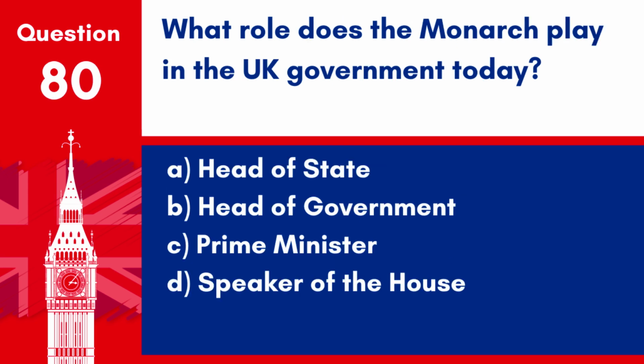Question 80. What role does the monarch play in the UK government today? A. Head of State. B. Head of Government. C. Prime Minister. D. Speaker of the House. Answer A. Head of State. The monarch serves as the ceremonial head of state in the UK, with duties that include opening and dissolving Parliament, granting royal assent to legislation, and representing the UK at state functions.